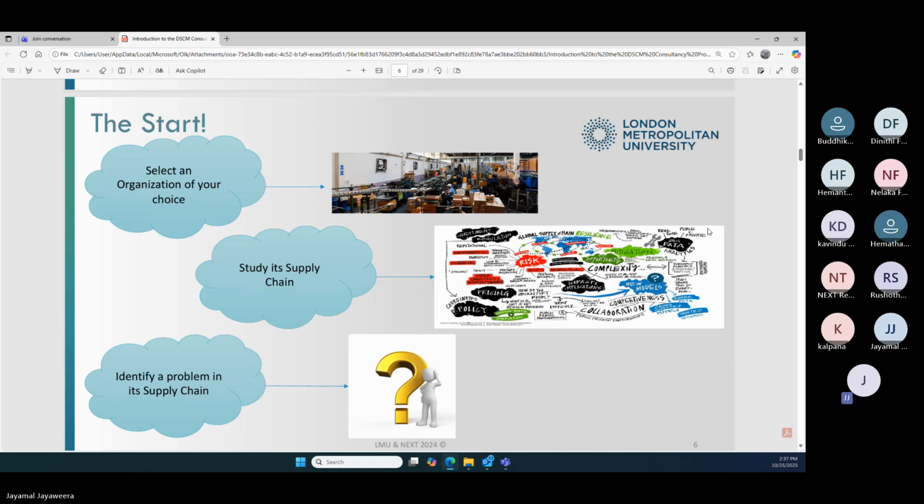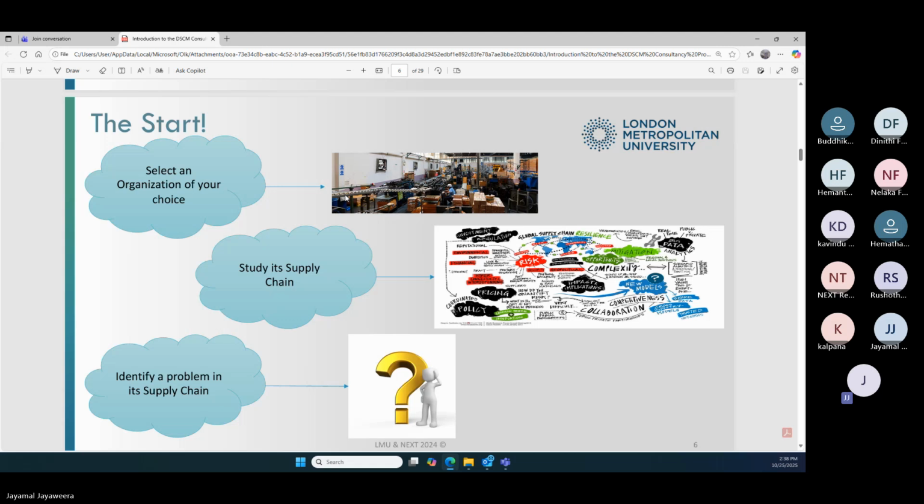So the starting point is, remember this: select an organization of your choice, study its supply chain, and identify a problem in the supply chain. These 3 areas are very important. So keep this in the back of your mind always. If you make a mistake here, you will be just wasting your time. So select an organization of your choice. Decide on that. If you can't decide, let's have a discussion on this, so that you are clear in your mind exactly which organization is most suited for this kind of project.